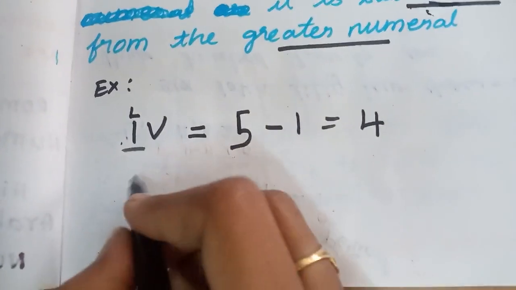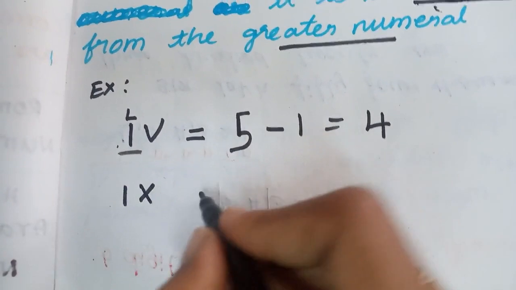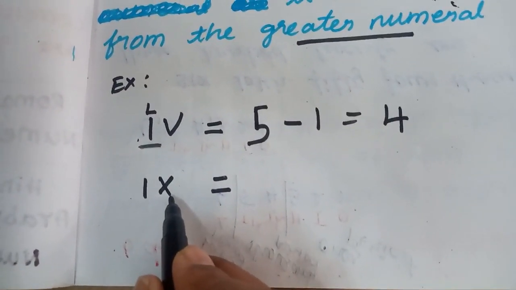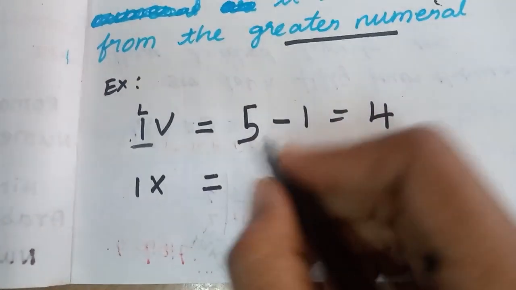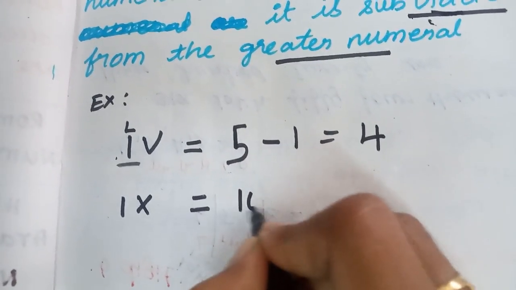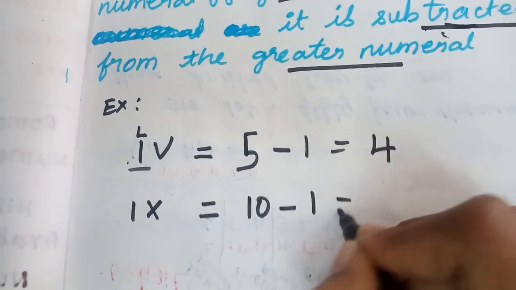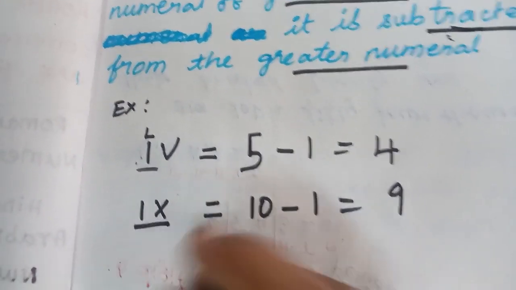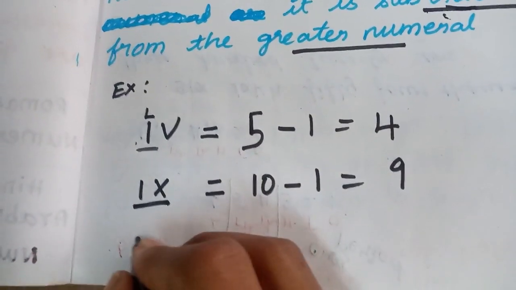Okay. Shall we see another example? This is 1. The next one is 10. So subtract from the greater value: 10 minus 1 equals 9. So this is the Roman numeral for 9. Okay. See the next one.